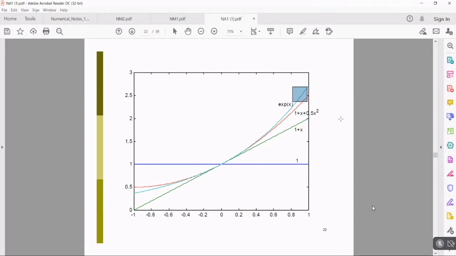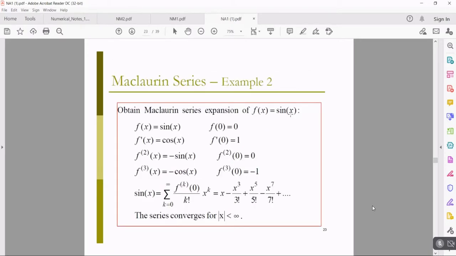So you can see that if I'm using only the first three terms, then I'm getting a better approximation to e raised to power x. For an even better approximation, the fourth term is enough. So it depends on your calculation requirements where you have to truncate this series.